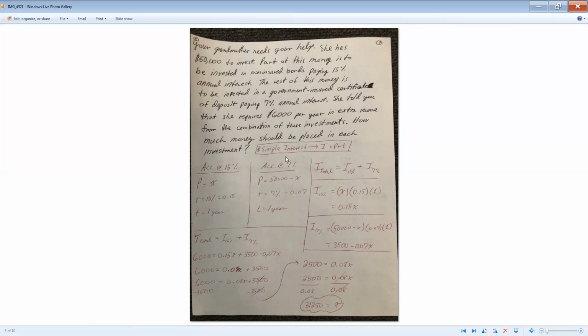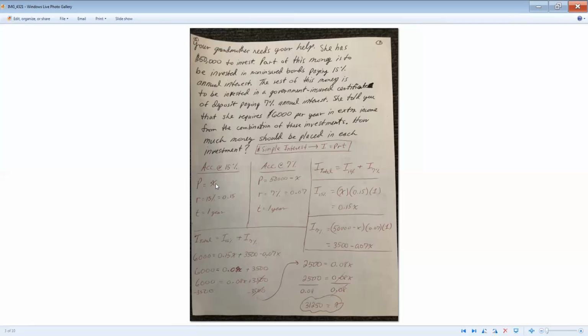So what we'll use here is the simple interest formula, simple interest relationship. Your interest, I, equals P times R times T. P is your principal, R is your rate, T is your time in years. So we have two different accounts here. We have an account at 15%, and we have an account at 7%.